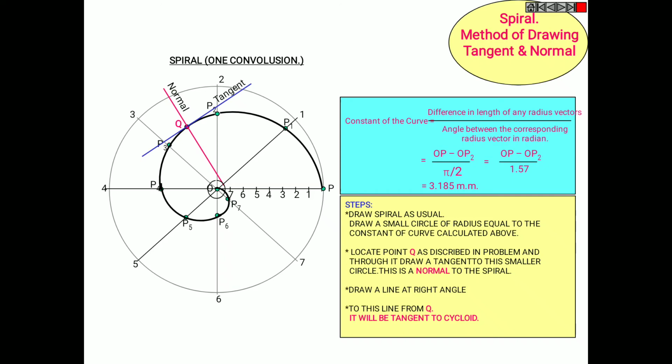So the smaller circle, the constant of the curve, is 3.18 mm. Draw a small circle of radius equal to the constant of the curve calculated above. See here the small circle. So this is your radius.